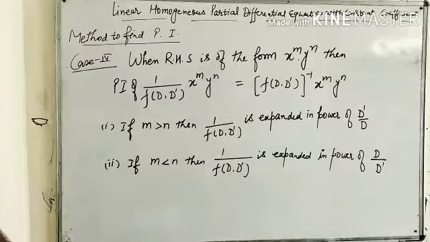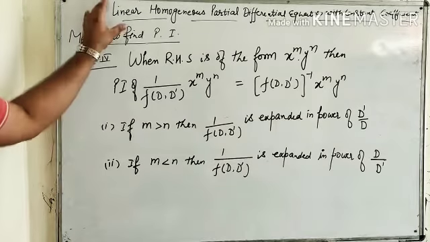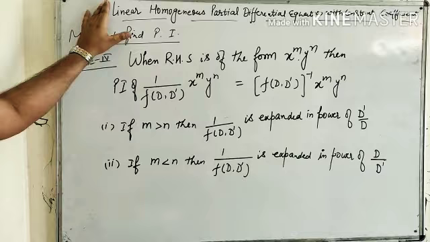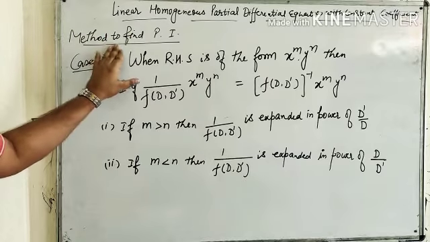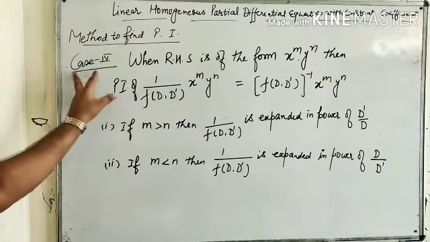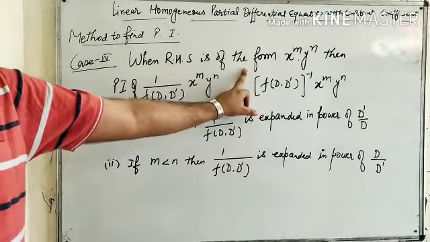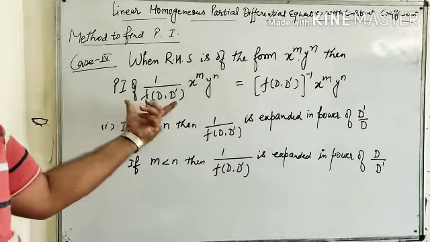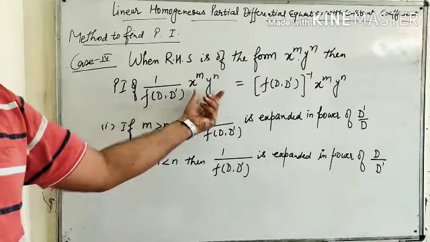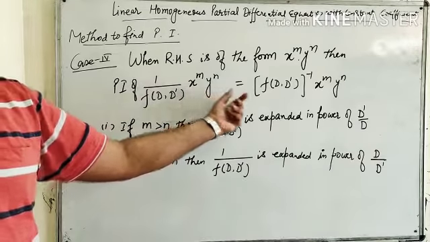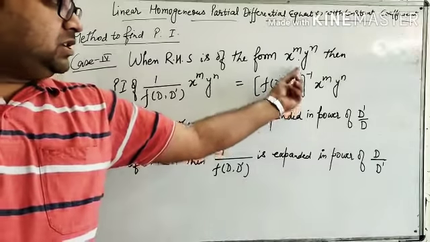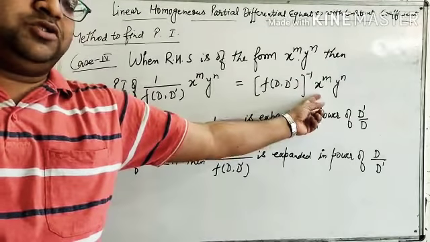Hello friends, this is another lecture on linear homogeneous partial differential equations with constant coefficients. Method to find PI. This is case 4: when the RHS is of the form x raised to power m y raised to power n, then PI = 1 upon f(D, D') x^m y^n = f(D, D') inverse x^m y^n.